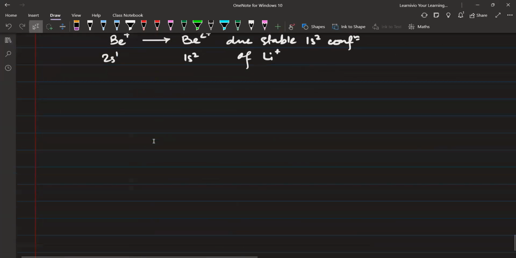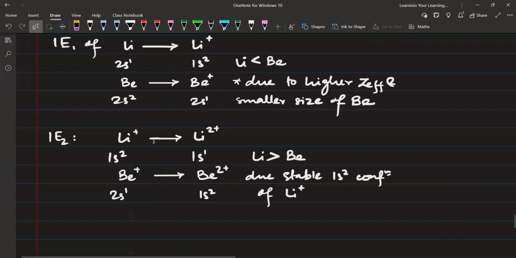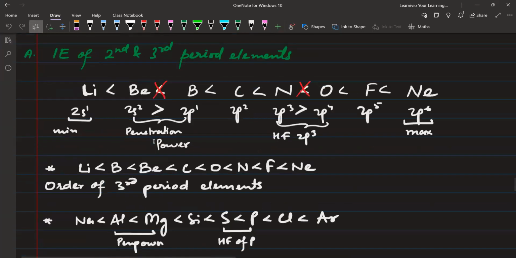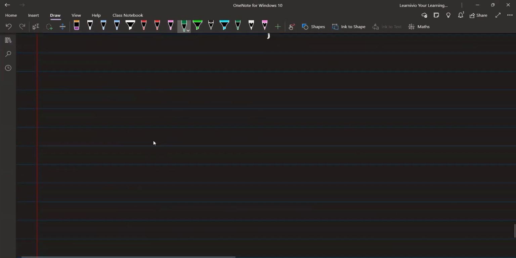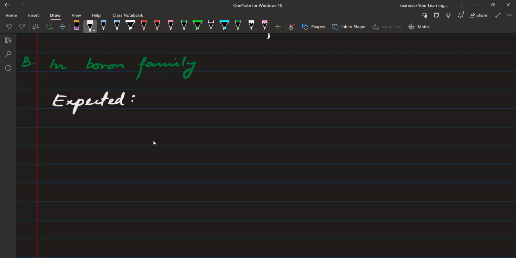Okay, everyone's done. Then write in boron family. You have seen the irregularities in the second and third period elements. B part, in boron family. So the expected order is, as we are moving top to bottom in a group, we are expecting that boron will have the highest ionization enthalpy, followed by aluminium, followed by gallium, followed by indium and thallium.